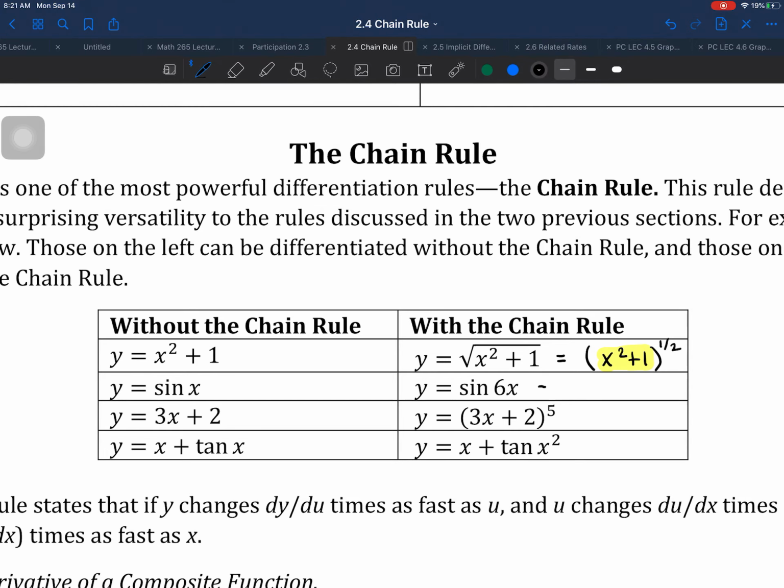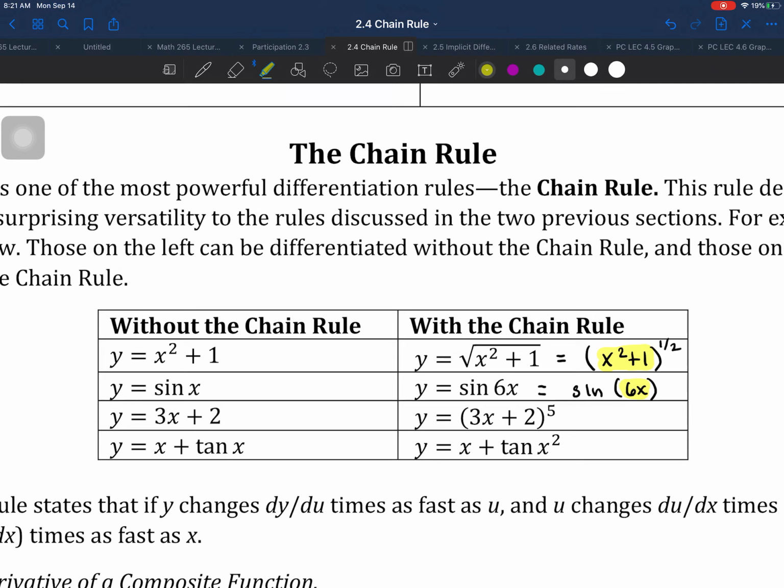So here's another one, right? The sine of 6x. Well, 6x is the inside of this function, and I'm going to highlight it. This is the inside, right? Sine is the outside function. So inside this sine function, instead of just having x, you have an actual function known as 6x.